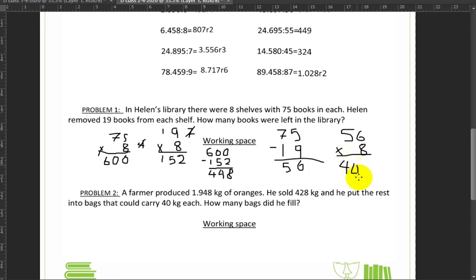Now, admittedly, the second way was faster, but I made a mistake in the beginning. I didn't read this word, each. I just read 19 books. My mistake. So this would have been the best way to solve that problem.